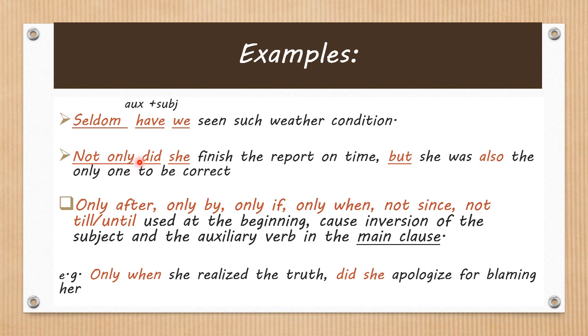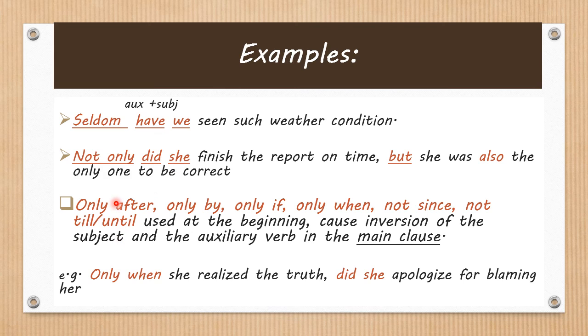Another example. Not only did she finish the report on time, but she was also the only one to be correct. The expression is not only, but also, and then we have the inversion. Did she? Auxiliary verb, subject.